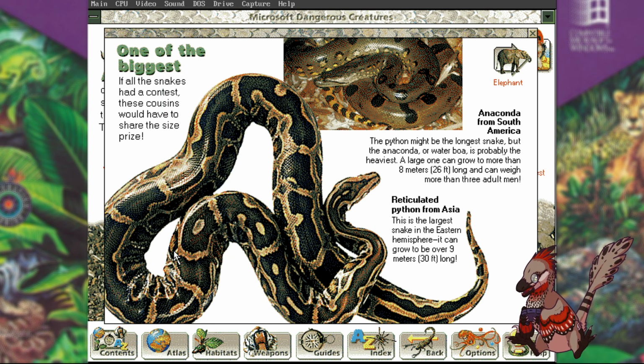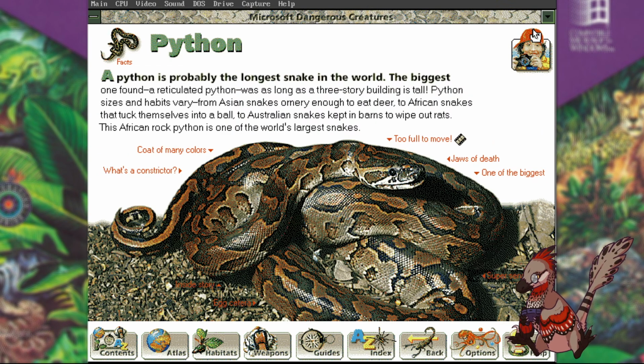Reticulated python from Asia. This is the largest snake in the Eastern Hemisphere. It can grow to be over 9 meters long. That's insane. 9 meters is insane. Oh my god. I kind of want to see one just to see what 9 meters of pure snake looks like. Right, we're going to look at super senses and then we're going to call it off.